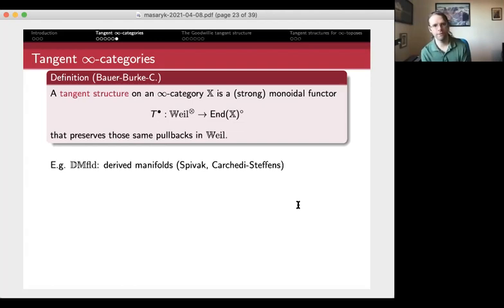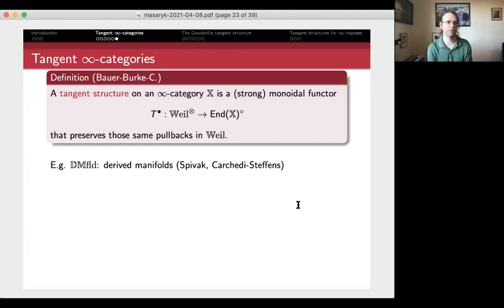So the first example that we give, actually, maybe it's not the first example, because the first example of a tangent structure on an infinity category is just that every tangent structure on an ordinary category is also a tangent structure on the corresponding infinity category. So every category can be viewed as an infinity category, and so our definition includes all of the previous definitions of tangent categories, but it does have more things.